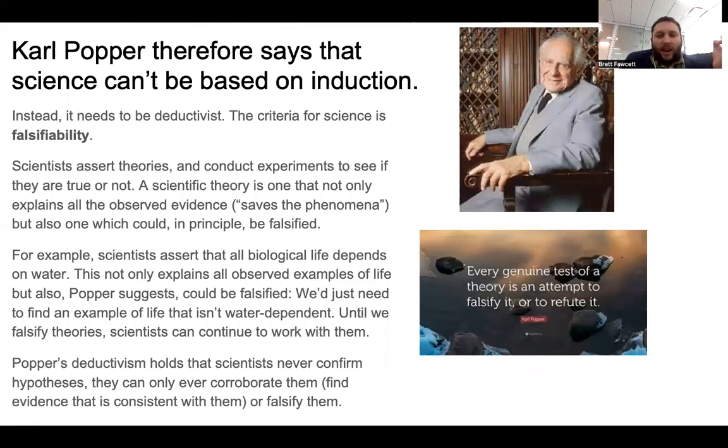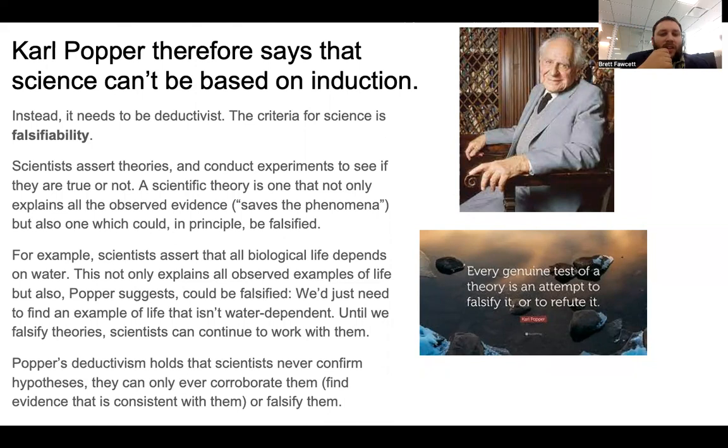So Karl Popper says science can't be based on induction. Instead, it has to be deductionist. He says instead the criteria for science is falsifiability. So scientists will assert theories and then they conduct experiments to see if those theories are true or not. Or to put it differently, they test theories to see if they can prove that they're not true. That's really what it's about. Science can't ever say what's true. It can only say what's false. And if it's not proven false, you use it until it is proven false, right?